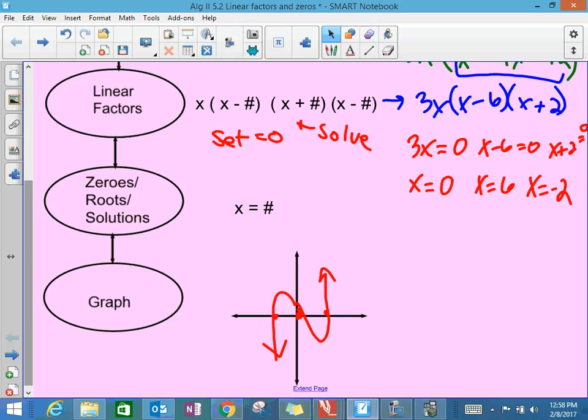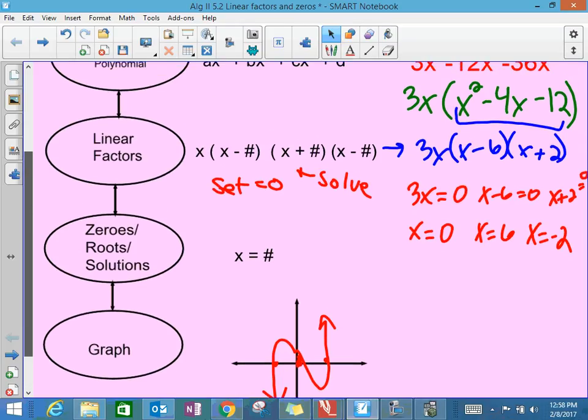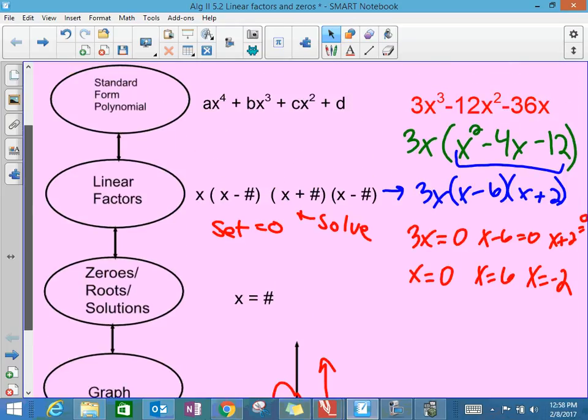Okay? All right, so all we're going to do today is start down the bottom, like if we're given a 0 or a root, we start down the bottom and try to go back up to the top.